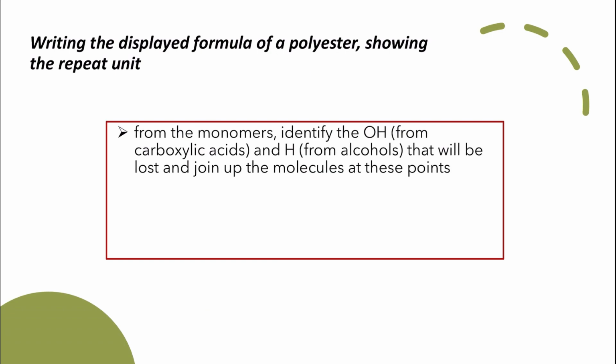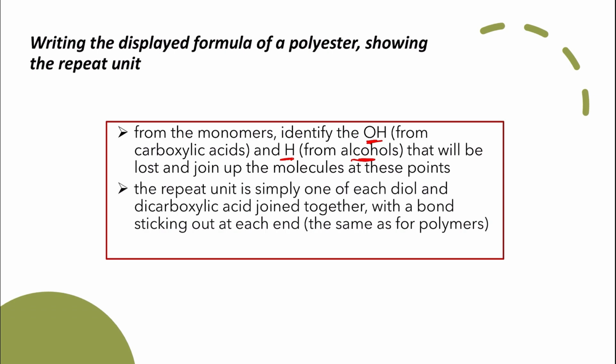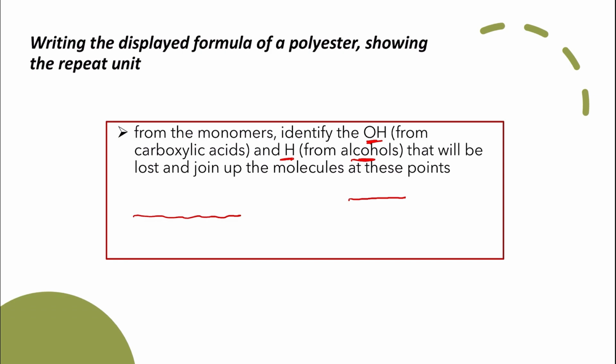When you write the displayed formula of a polyester showing the repeated unit from the monomers, you need to identify the hydroxyl group from the carboxylic acid and the hydrogen from the alcohol that will be lost, and then join up the molecules at this point. The repeat unit is simply going to be one of each, the diol and the dicarboxylic acid, joined together with a bond sticking out at each end, the same as for the addition polymers. So we're going to have the exact same thing as we did for the addition polymers.